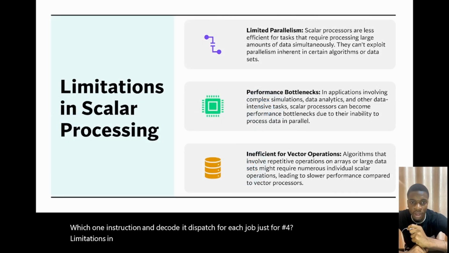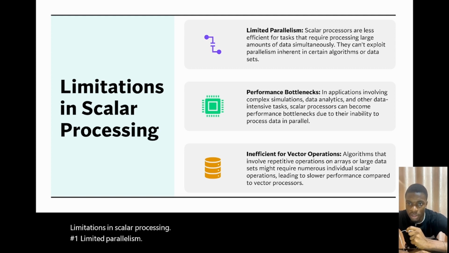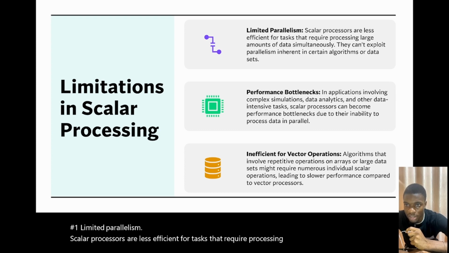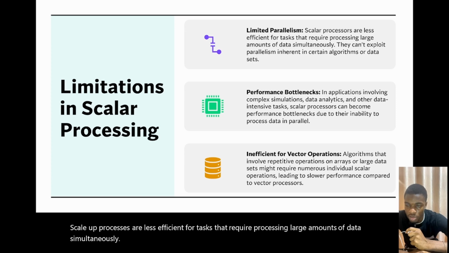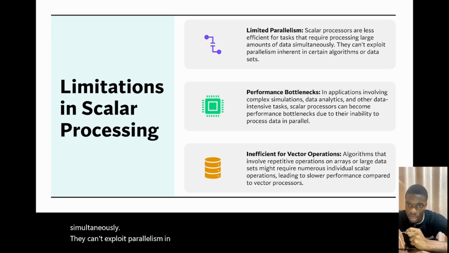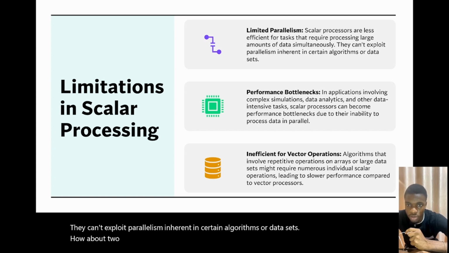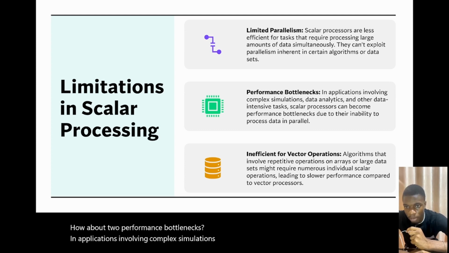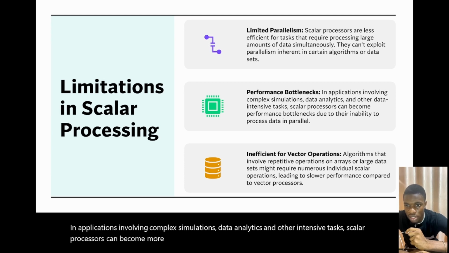Limitations in scalar processing. Number 1, limited parallelism. Scalar processors are less efficient for tasks that require processing large amounts of data simultaneously. They can't exploit parallelism inherent in certain algorithms or datasets. Number 2, performance bottlenecks. In applications involving complex simulations, data analytics, and other intensive tasks, scalar processors can become performance bottlenecks due to their inability to process data in parallel.